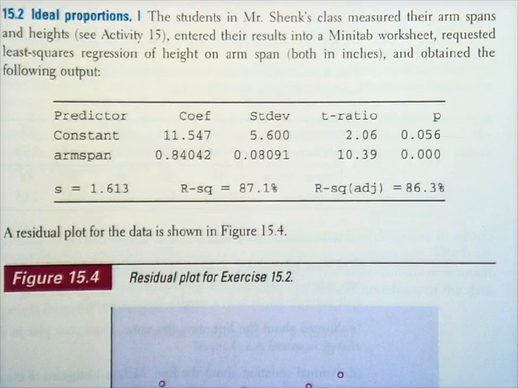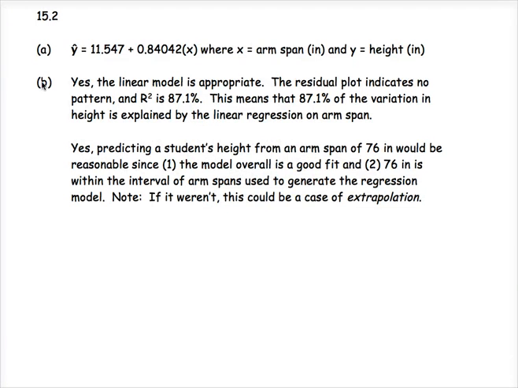So in order to write the equation then of the regression line, here's what I wrote. Make sure you use y hat. That's the predicted height or the predicted y value. Here is the constant, 11.547. Here is the slope, the 0.84042, times x, the explanatory variable. When you write an equation, make sure you define both x and y. So x is the explanatory variable, arm span in inches, and the response variable is y, the height, in inches.